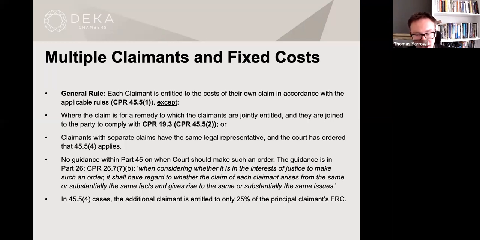CPR 26.77B tells us the tests. So when considering whether it is in the interests of justice, so again, as ever, overriding objective justice, to make such an order, it shall have regard to whether the claim of each claimant arises from the same or substantially the same facts and gives rise to the same or substantially the same issues. The obvious implicit meaning of that being, if it does arise from the same or substantially the same facts, and it does give rise to the same or substantially the same issues, the court is going to be making an order under 45.54. And in those cases, the additional claimant is entitled to only 25% of the principal claimant's fixed recoverable costs, as I've already said. Important thing to say is that this happens at the allocation and assignment phase. We need to make sure that we get one of those orders at the time, so we get that certainty about what's going on at allocation and assignment phase.